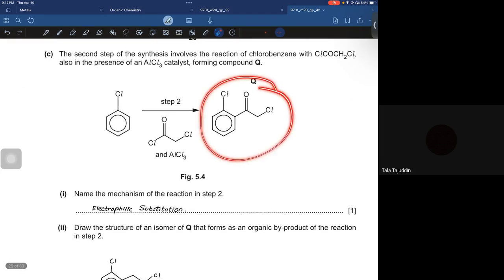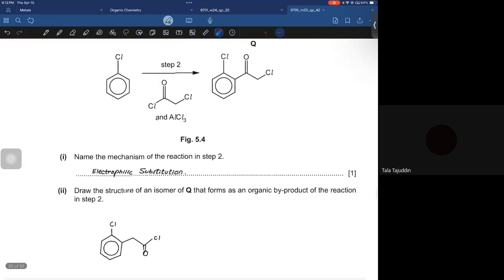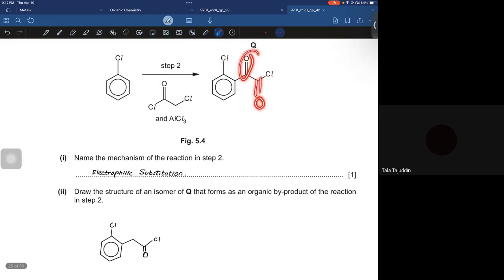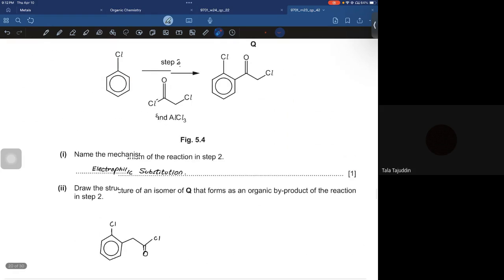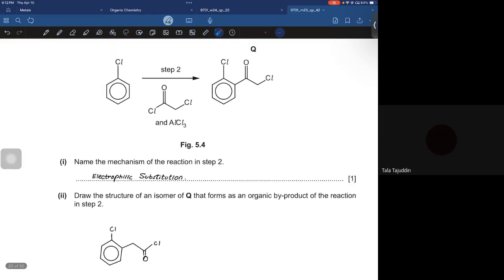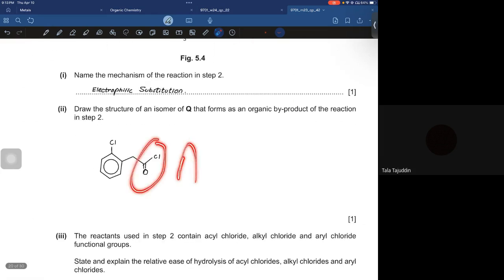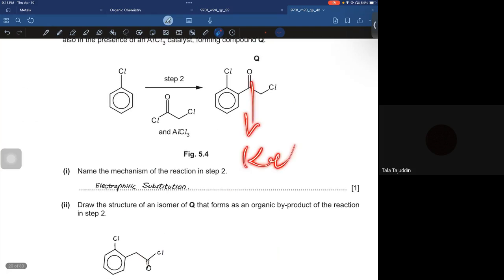This is your Q. They're asking for an isomer of Q. What I did, I have changed the position of the carbonyl group. That is this. This is an isomer. The molecular formula is the same, but the structure is different. It's called a functional group isomer. I have totally changed the functional group. It was a ketone, and now it's an amide. It's called functional group isomerism.